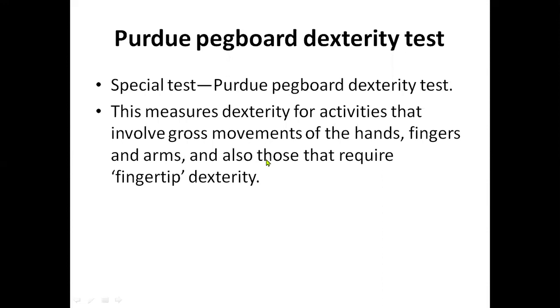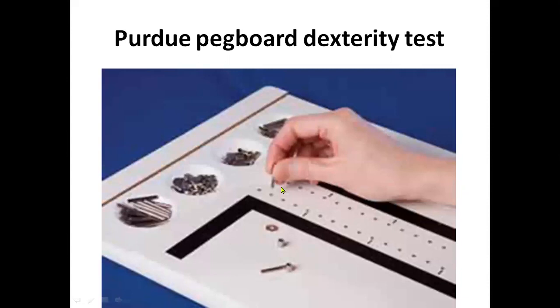This measures dexterity for activities that involve grasp movements of the hands, fingers, and arms, and also those that require fingertip dexterity. So those are the four cups and the metal pegs, and the person will just put these pegs into the holes vertically as rapidly as possible.